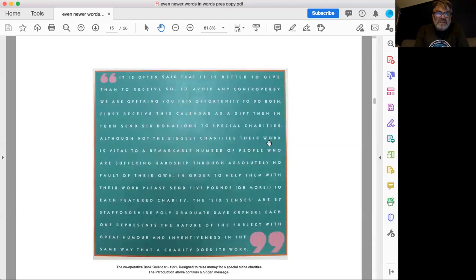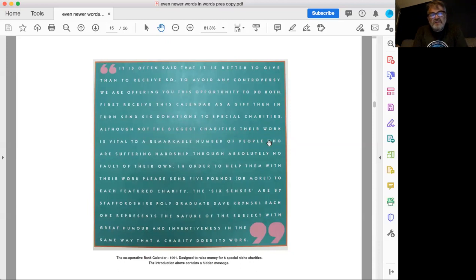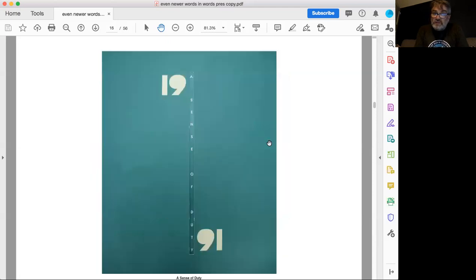This was done by Ben Casey in the Chase. Fantastic piece of typography, a fantastic long form piece of typography. This is a calendar for charity, but this was the introduction page underneath the front cover. What is lovely about this is the way it's written. It was all called A Sense of Duty, and it was to raise money for six different charities.